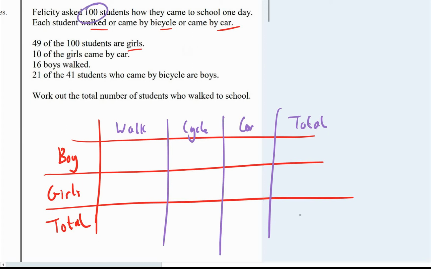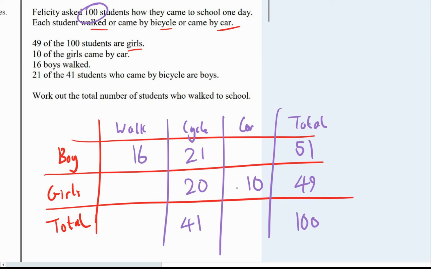There are 100 students, so that's my grand total, which goes to the bottom right. 49 of them are girls, which by the way tells us that 51 must be boys. 10 of the girls came by car. 16 boys walked. 21 of the 41 students who came by bicycle were boys. So 21 boys cycled and there are 41 altogether. That means there were 20 girls.